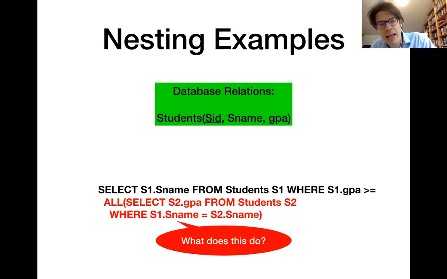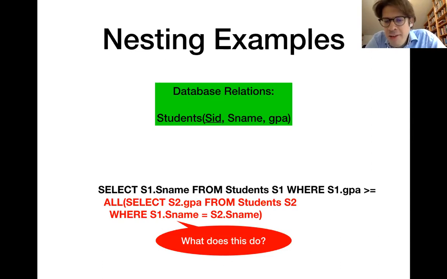That means if you take the subquery, select s2.gpa from students s2 where s1.sname equals s2.sname, that subquery marked in red, and you run it all by itself in a database management system, you will actually not be able to do that because the database system will complain to you that there is some undefined identifier S1. And that's why it is a correlated subquery.